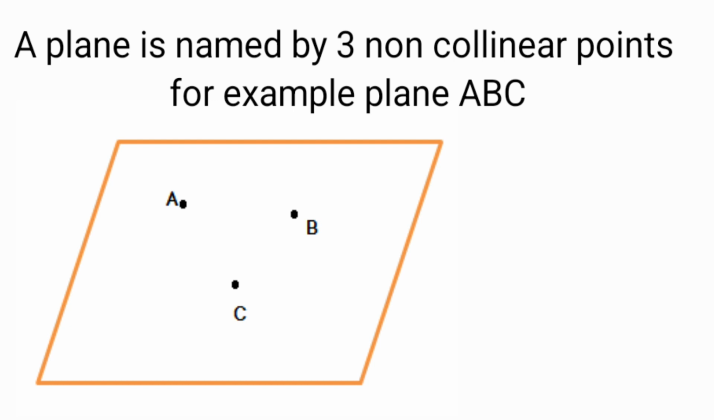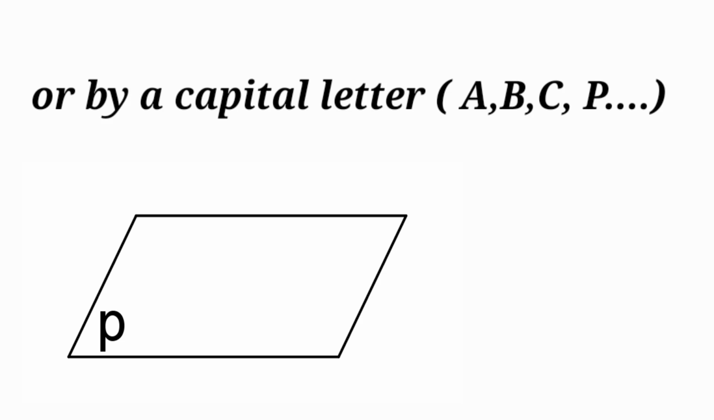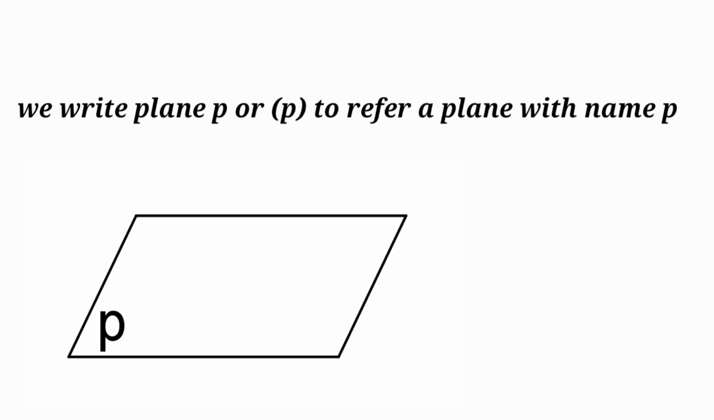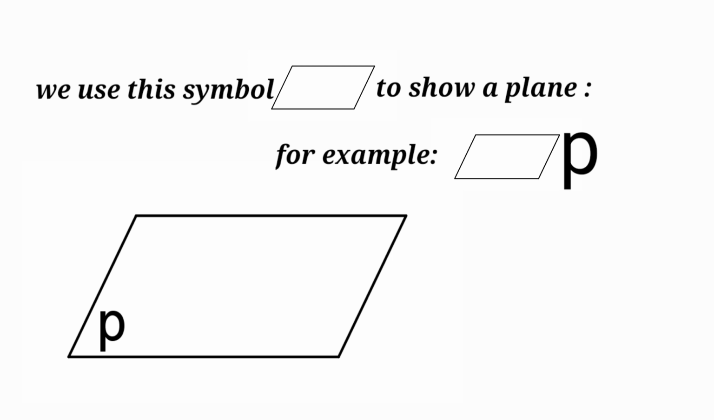A plane is named by 3 non-collinear points. For example, plane ABC, or by a capital letter. We write plane P or P to refer a plane with name P. We use this symbol to show a plane. For example, plane P.